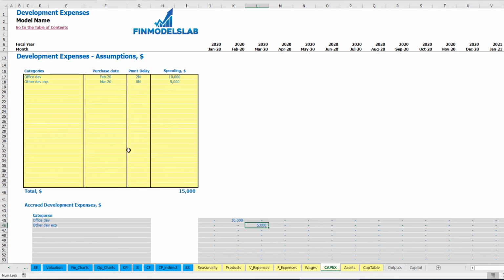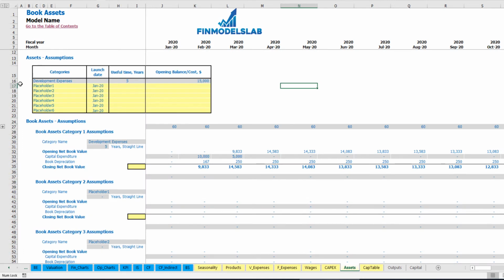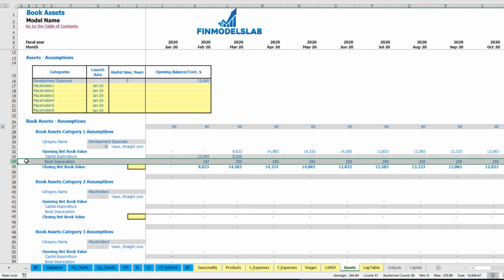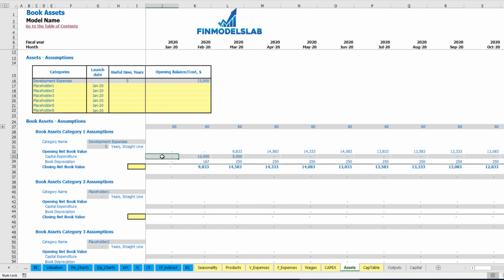The total amount of development expenses you may find in Assets tab. By default it has useful time of 5 years for the calculation of depreciation. You may find calculation of depreciation for development expenses in here. Here you may also find capital expenditure and closing net book value.